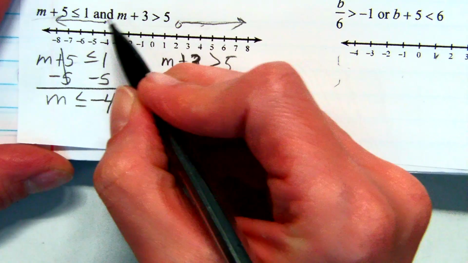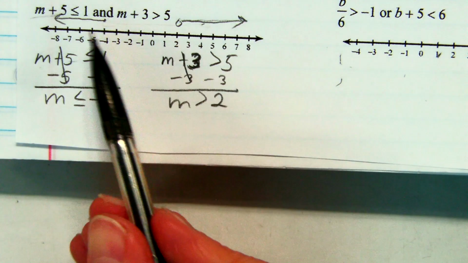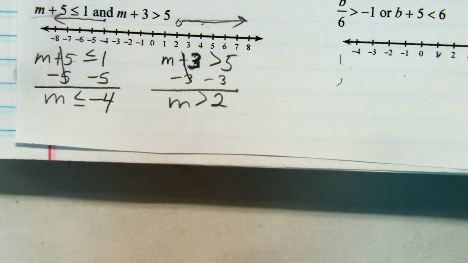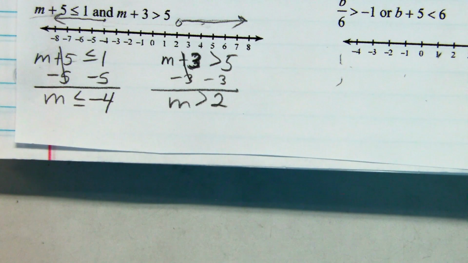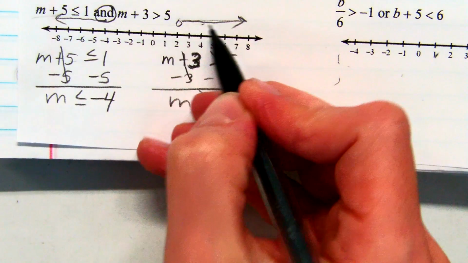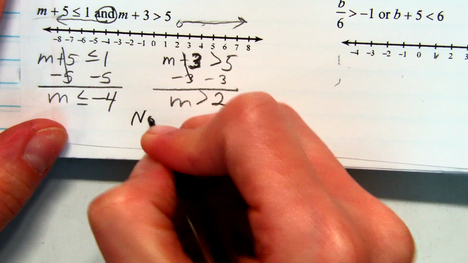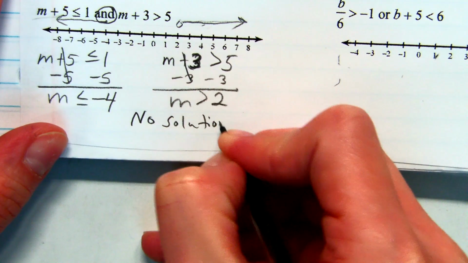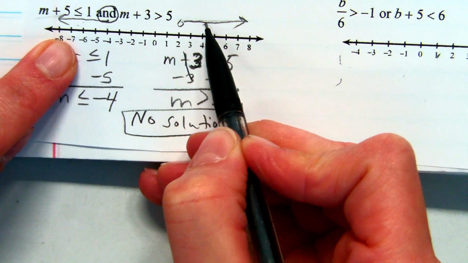Now with ands, we're looking for overlap. But I don't have any overlap. So, oh my gosh, what do I do? I can't combine them. They don't overlap. This is an and. When I have an and, I'm looking for the numbers that are on both. So we put no solutions. Good. There are no numbers that are on both of these pieces.